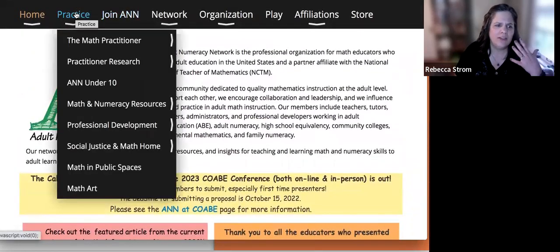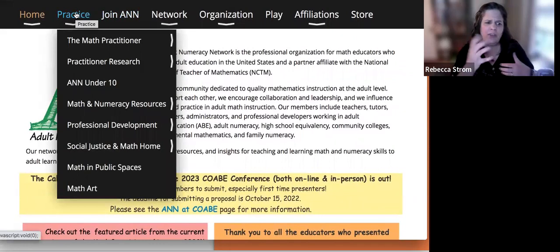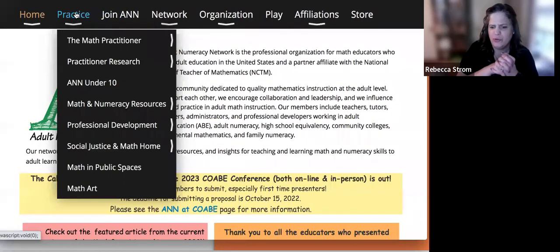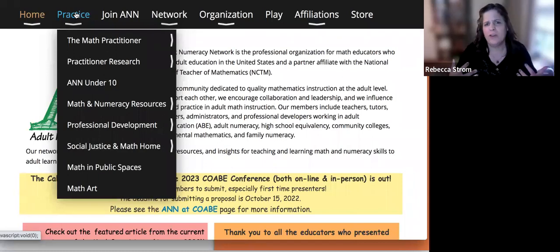If you click on practice, they have a lot of resources. I think there was a session that Amber did at Summer Institute about classroom activities. And we also have Math Practitioner, which is their newsletter. There's Practitioner Research, where we're trying to grow the field of adult education practitioner research. Instead of finding studies or activities that work for K-12, people are struggling and proposing ideas and doing it in the adult education world and writing papers.